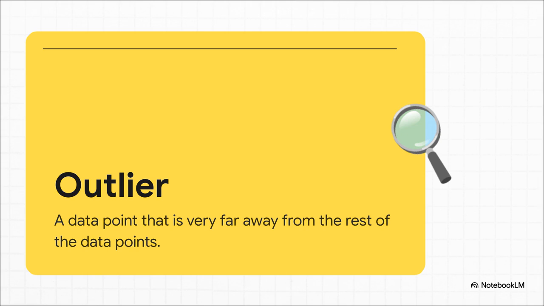And you know what? In data science, we've got a specific name for a point like this. It's called an outlier. It's basically a data point that's a major exception to the general pattern. It's a true lone wolf in the data set.